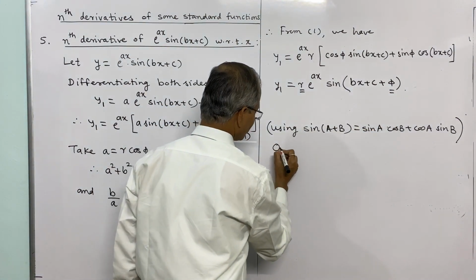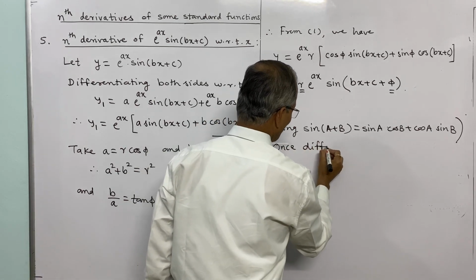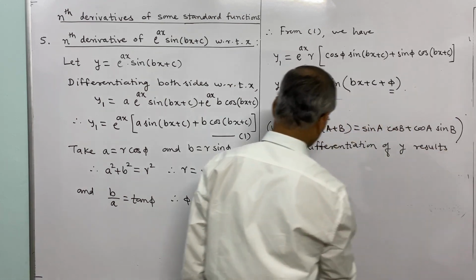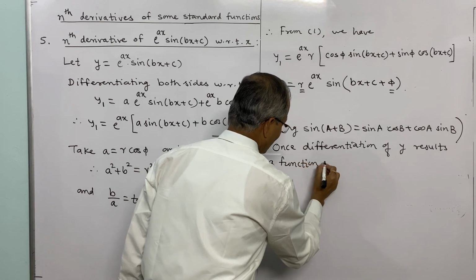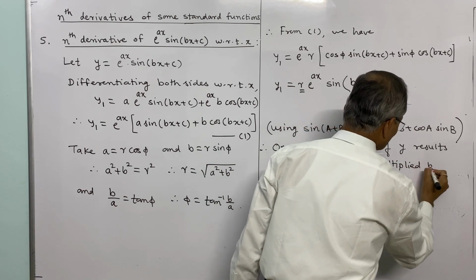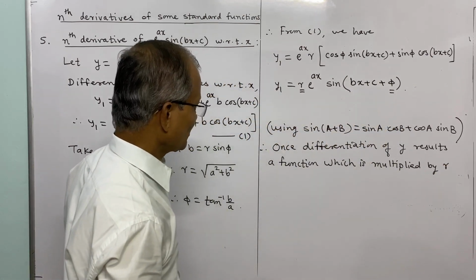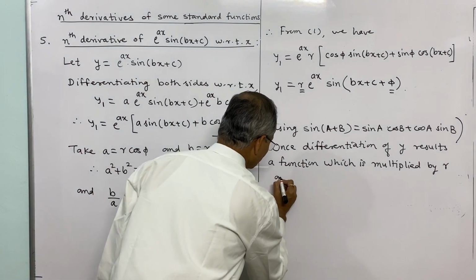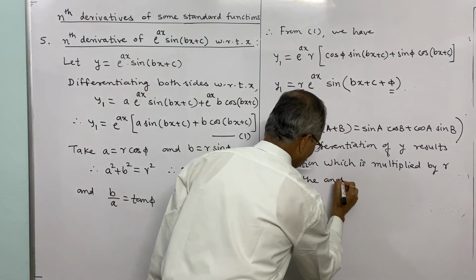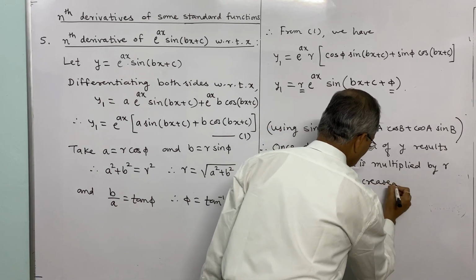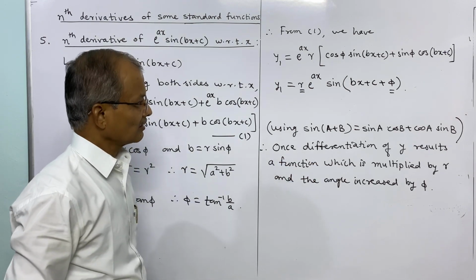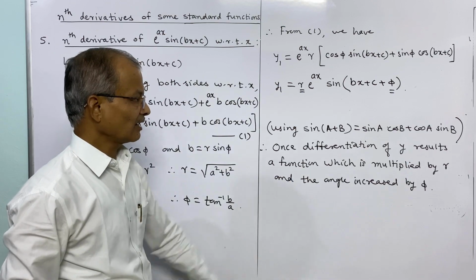So once differentiation of y results in a function which is multiplied by r and the angle is increased by phi in the original function.